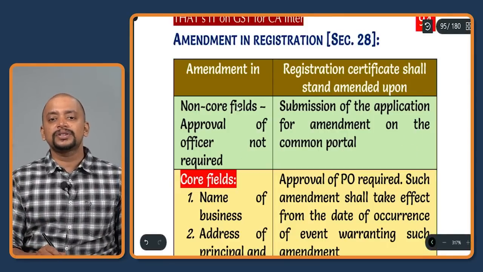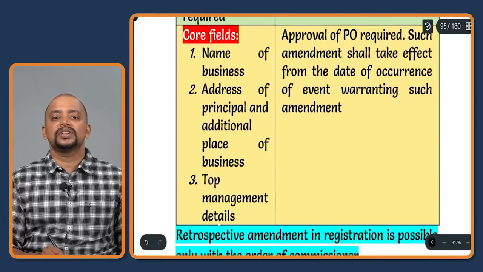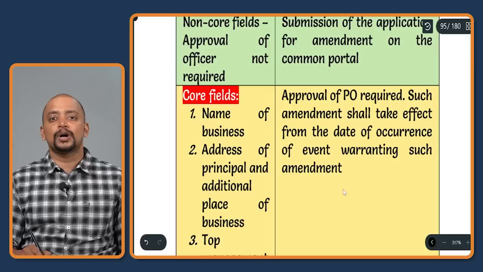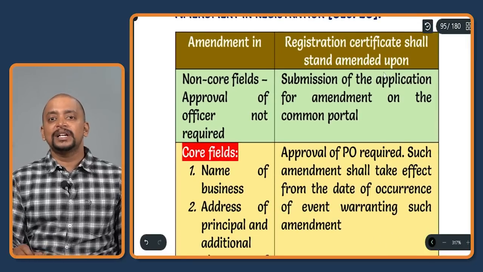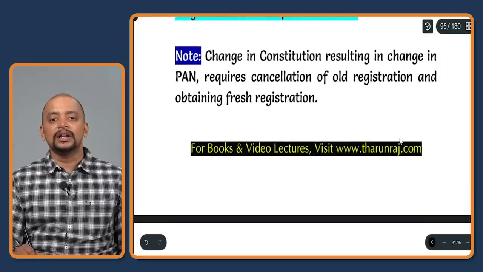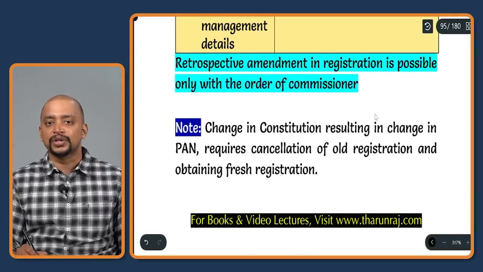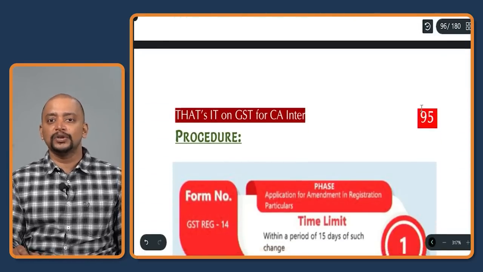And in this amendment in registration, if there is a core field change, core field means change in name, change in address and change in top management, then the application for amendment will be subject to approval by the proper officer. If there is any other change, then it will automatically be updated by the portal. And retrospective amendment is not possible without the permission of the commissioner. So a change in constitution resulting in a change in permanent account number requires cancellation of the old registration and obtaining a new registration.